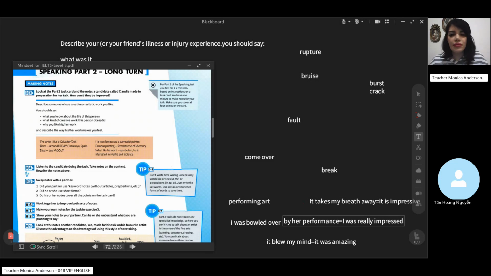Well, let me say something about the issue with this part. When you want to talk about something, of course, you need to have some information about it. That's really important. But the most important thing, as I told you, is don't use only one tense. It's maybe good, but it's not enough. You can boost your score if you use different tenses.